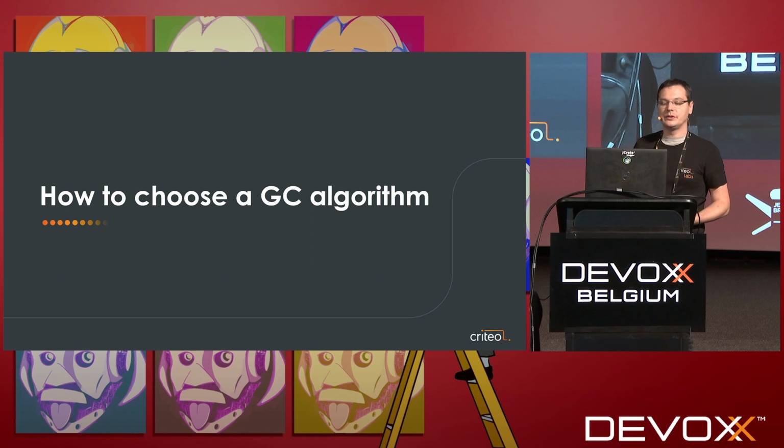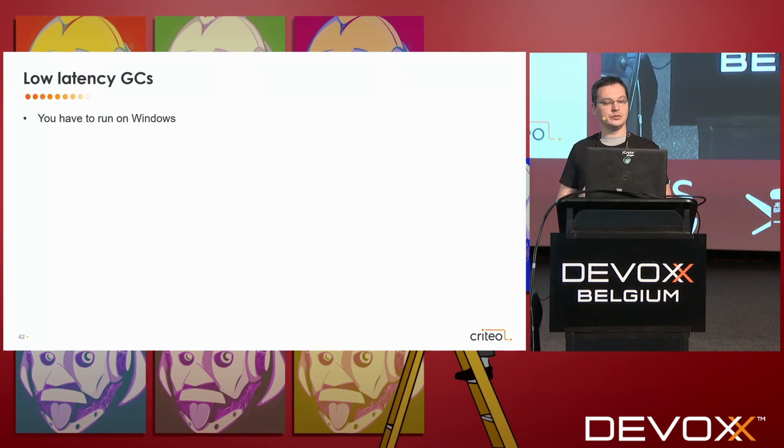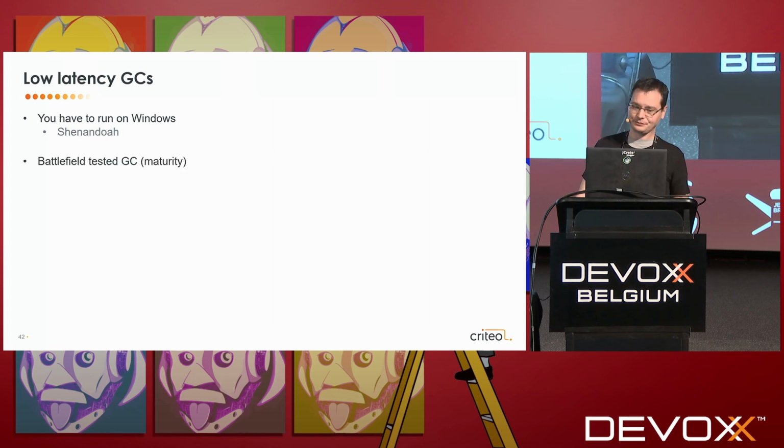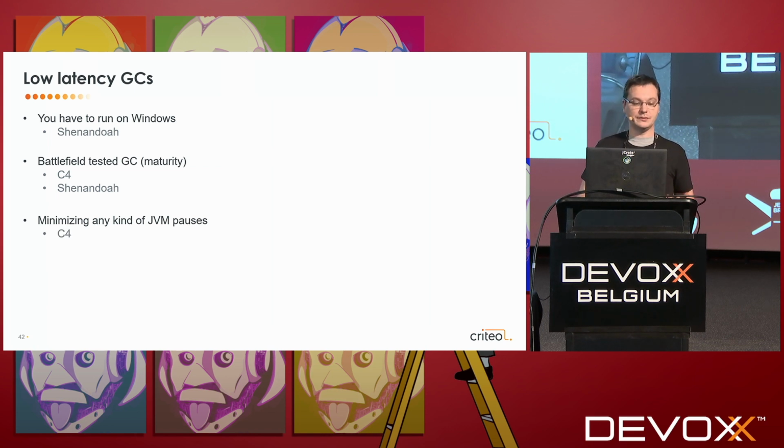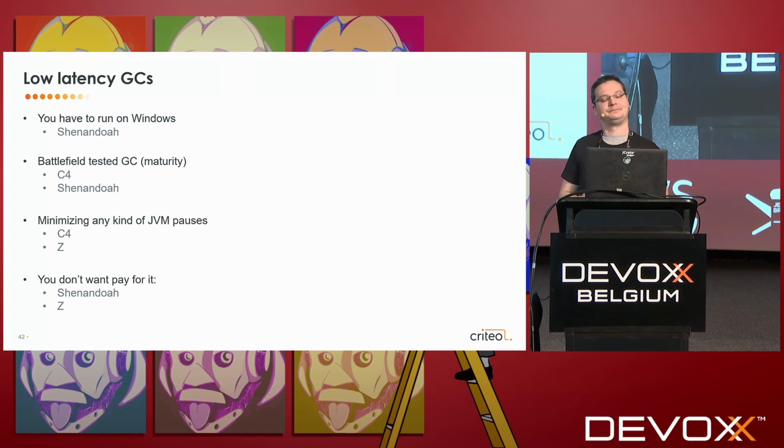So with this, how do you choose between those GC algorithms? If you want to run on Windows, you have only one choice, Shenandoah, which supports Windows. If you want a battle-tested GC, choose C4 or Shenandoah. ZGC is still in its early stages. If you want to minimize other kinds of JVM pauses, like ref processing or other things, you can use C4, which also implements this, or Z. If you don't want to pay for it, choose Shenandoah or Z, because C4 is a commercial product.